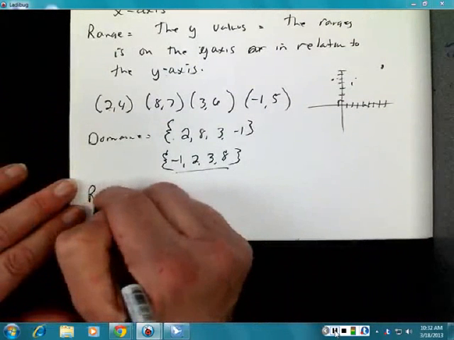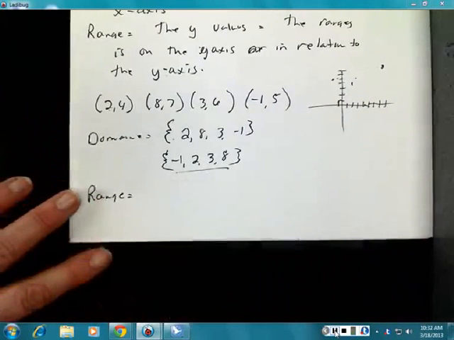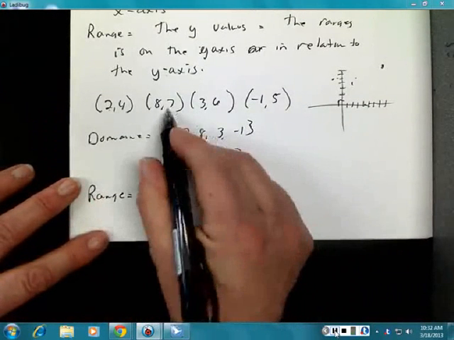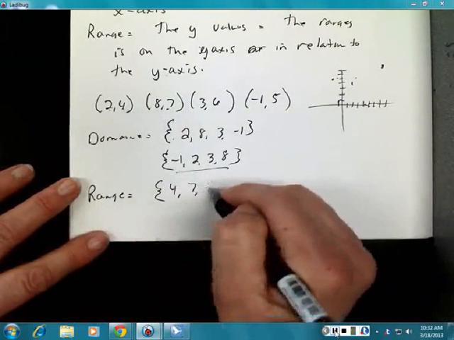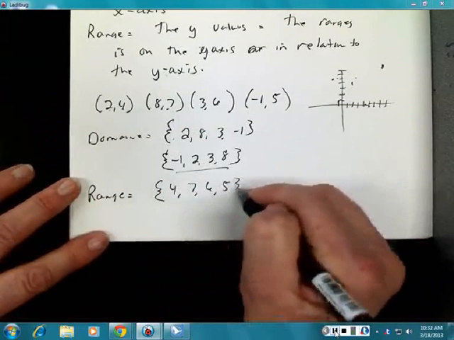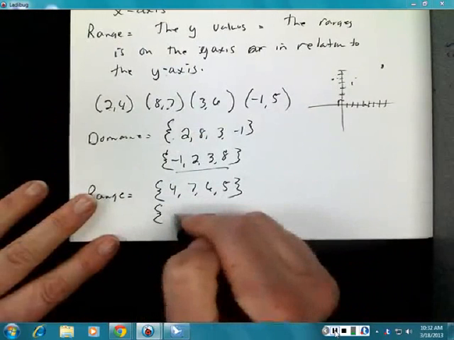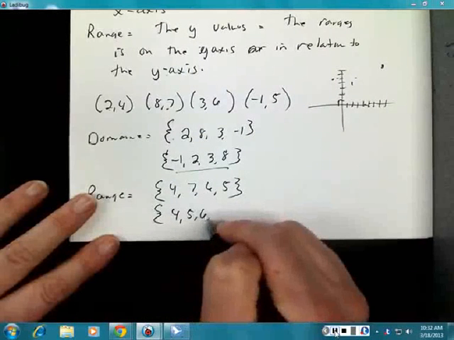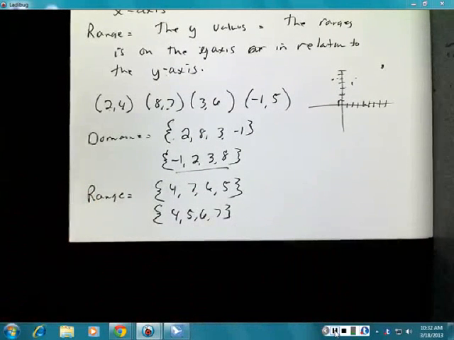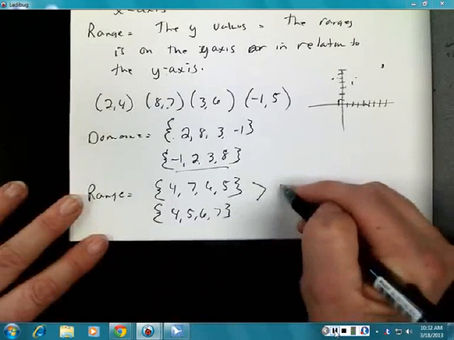What's my range? Your range is going to be all your Y's. So it's 4, 7, 7, 6, and 5. Okay? 4, 5, 6, 7. And if it's in order, it would be those. Okay?